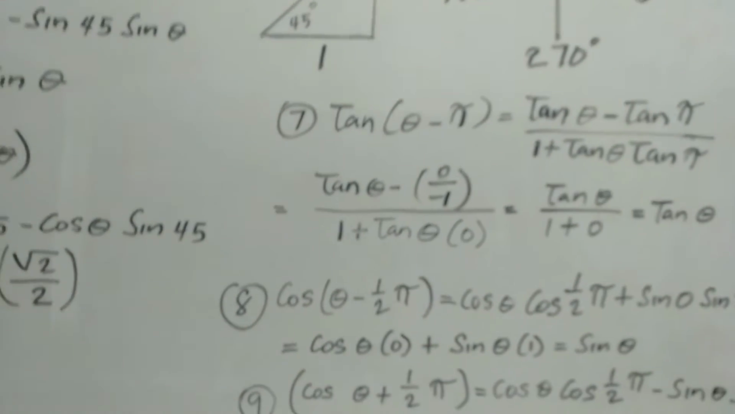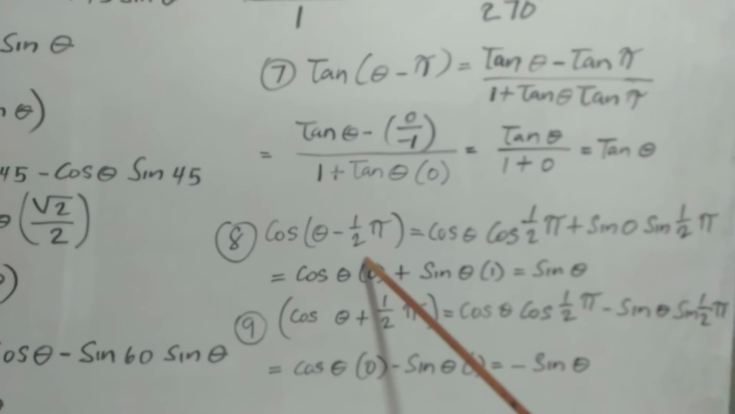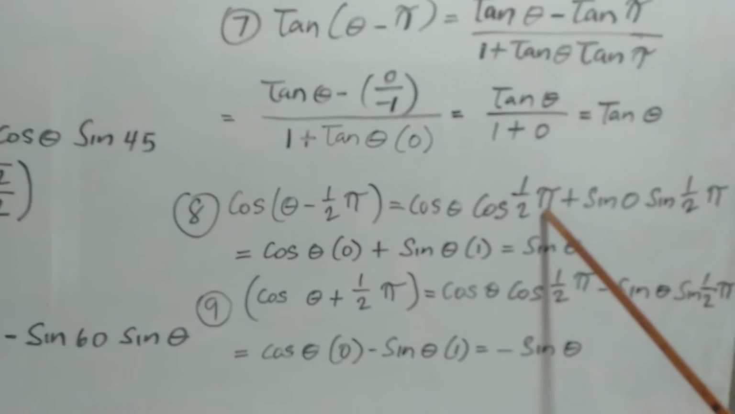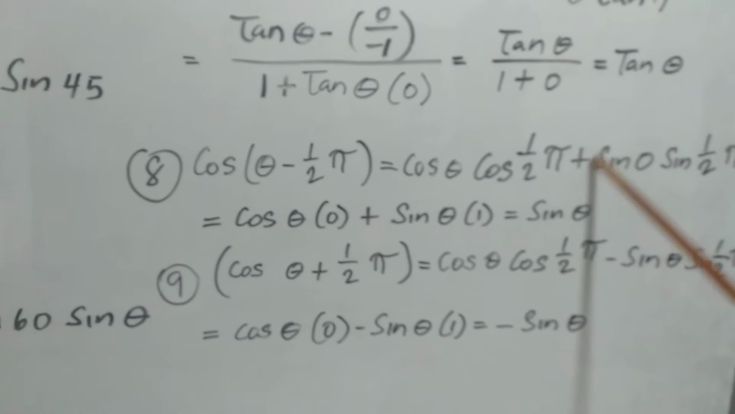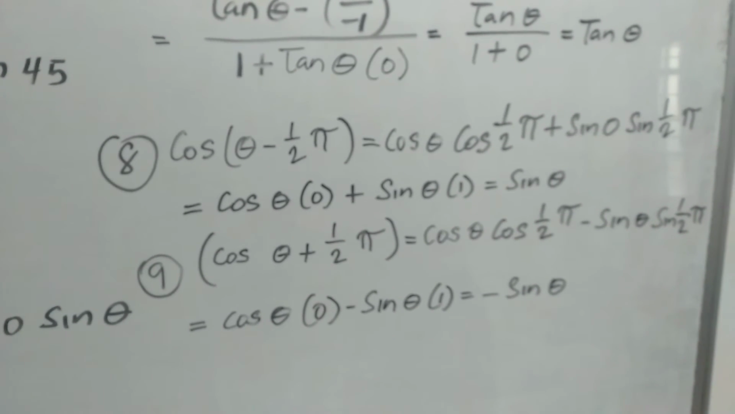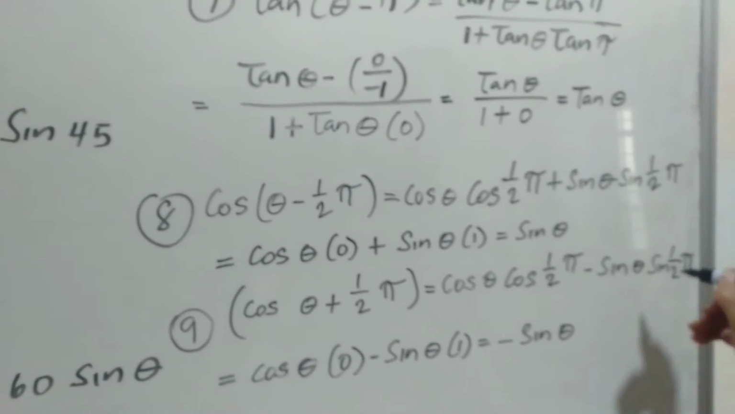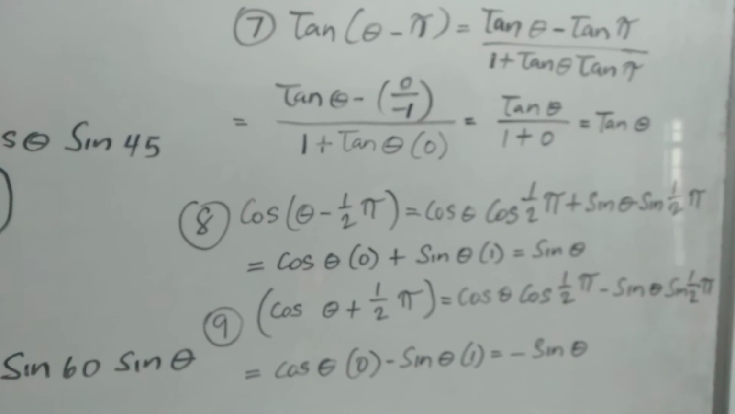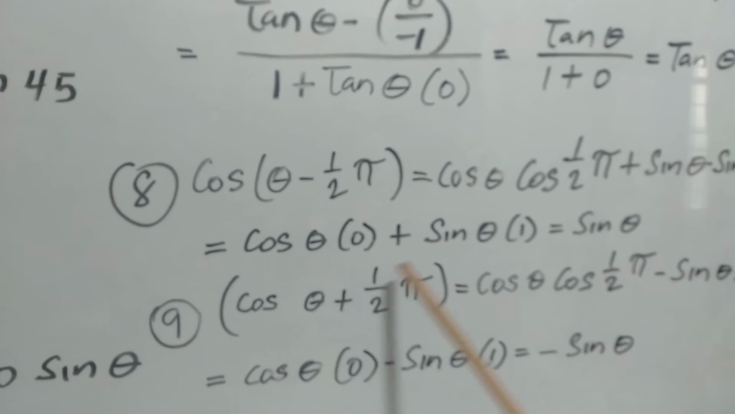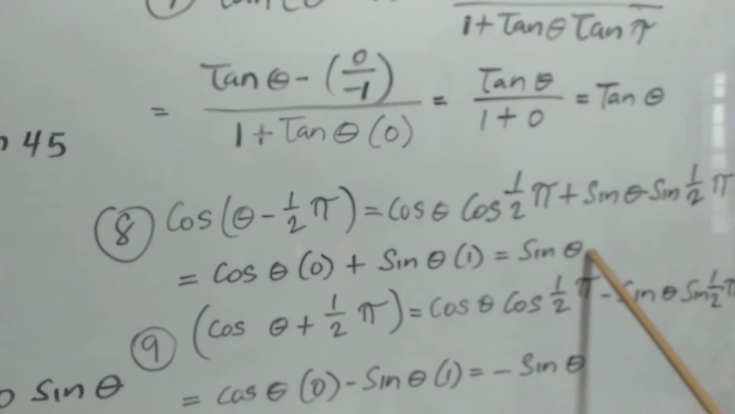For number 8, we have cosine of theta minus pi over 2. So this one is 90 degrees. Cosine theta, cosine pi over 2, cosine 90, which is equal to 0, plus sine theta, sine pi over 2. Cosine 90 is equal to 0, so this one is 0. Sine theta times 1 is sine theta. So our final answer for number 8 is sine theta.